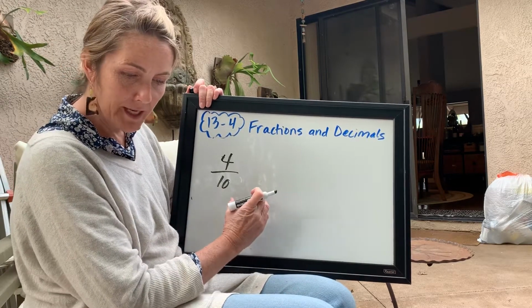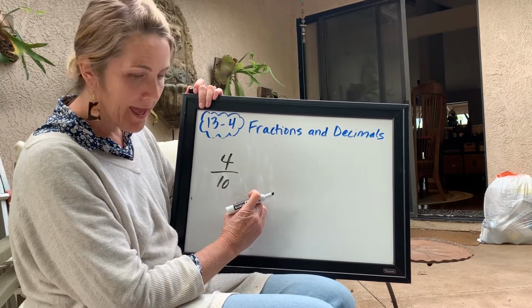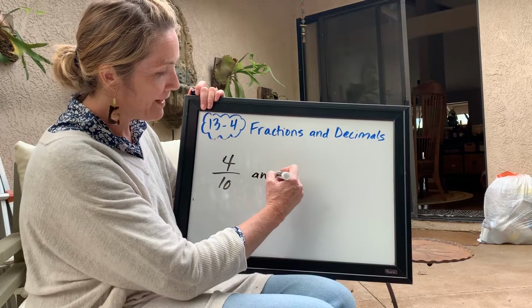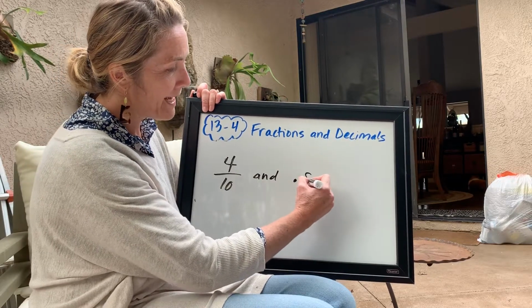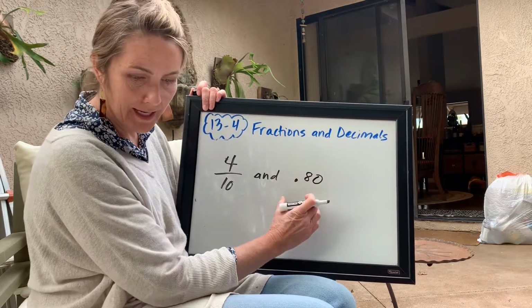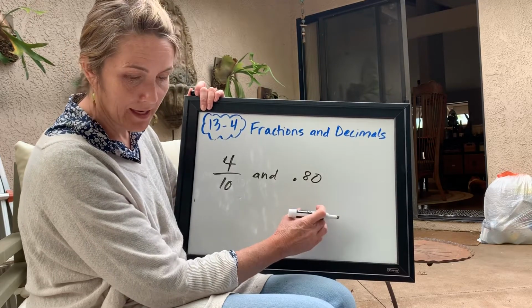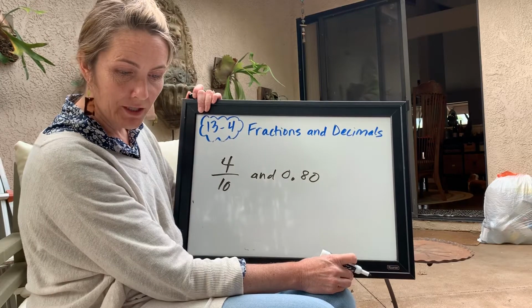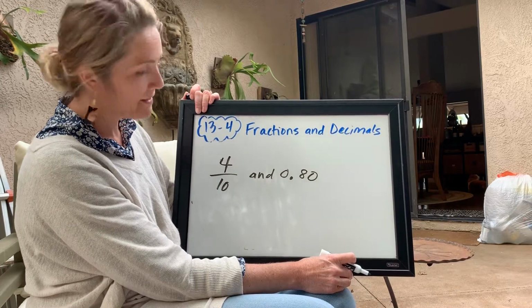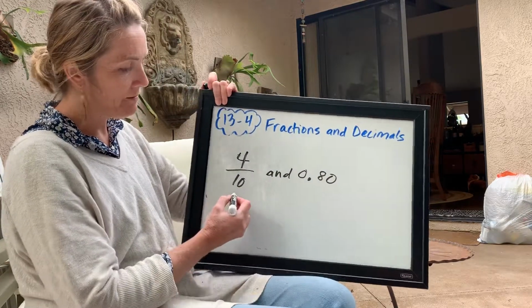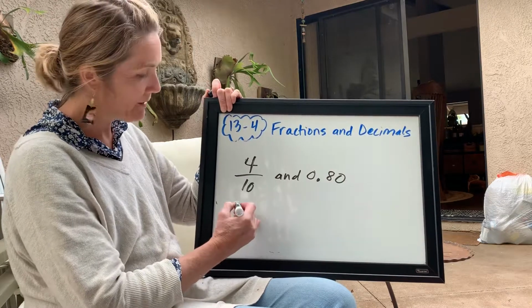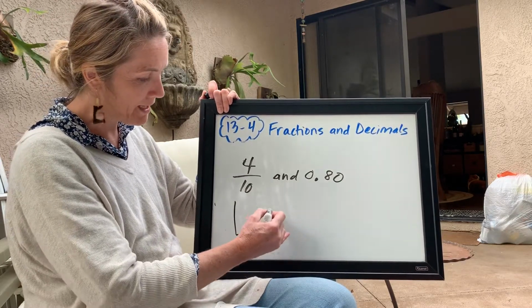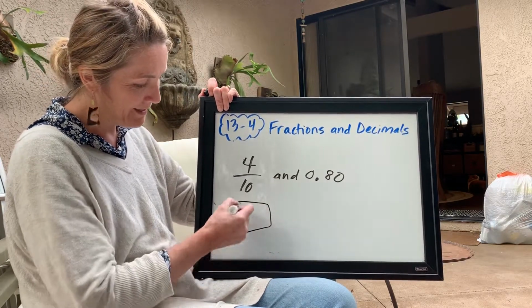Write 4 tenths as a decimal, and, here's a tough part, write 0.80, 80 hundredths, that's how you'd say that, as a fraction. Use a decimal model for assistance. So 4 tenths, we've talked about this one again. That's pretty easy. What box would you use? That's right, the one that's divided into 10.